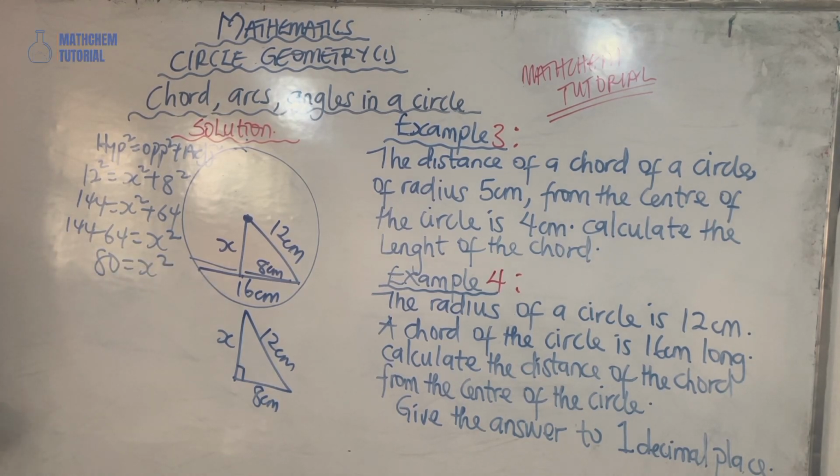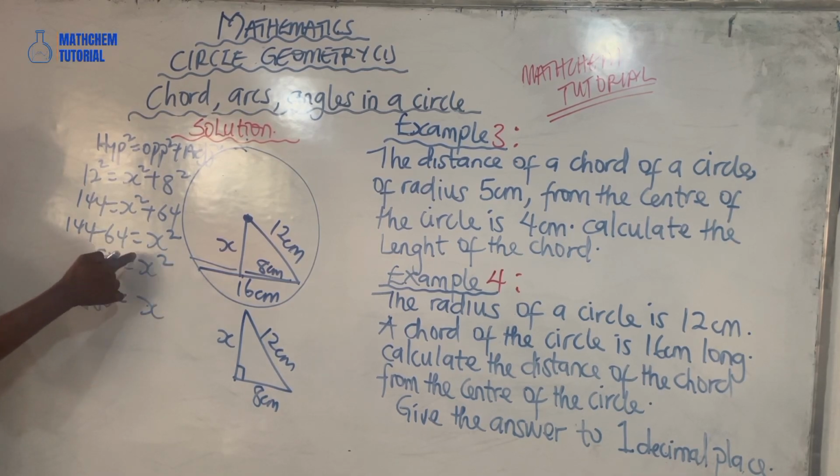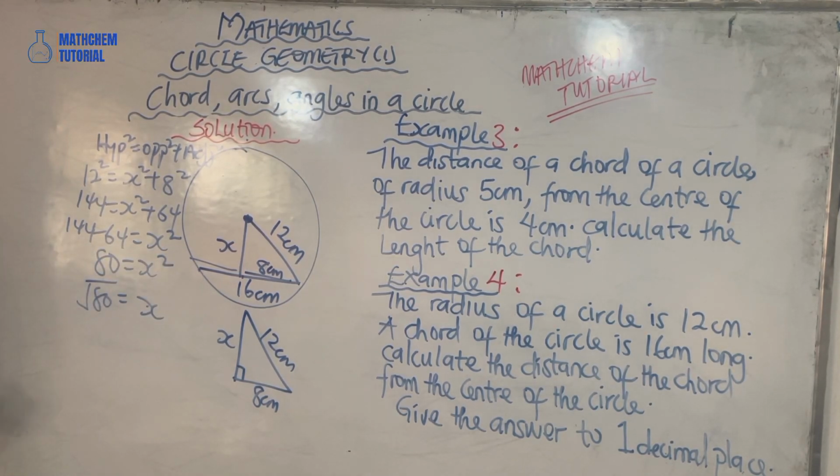If I square root both sides, that gives me the square root of 80 equals x, because the square root will eliminate the square on top of this x. So the square root of 80 actually gives me 8.9.